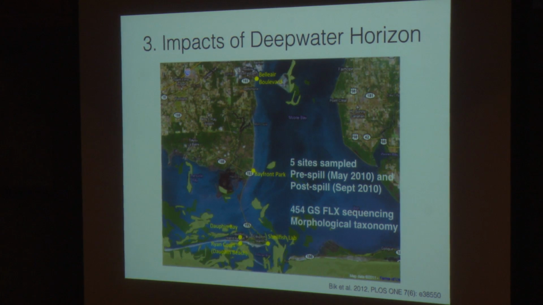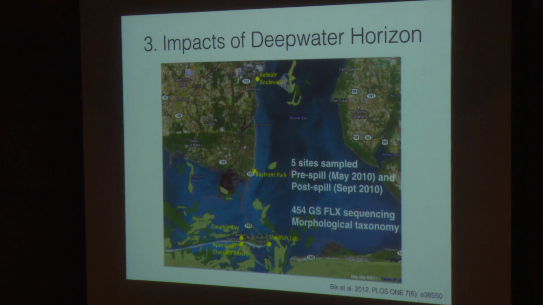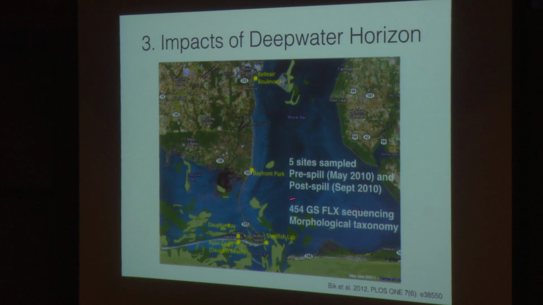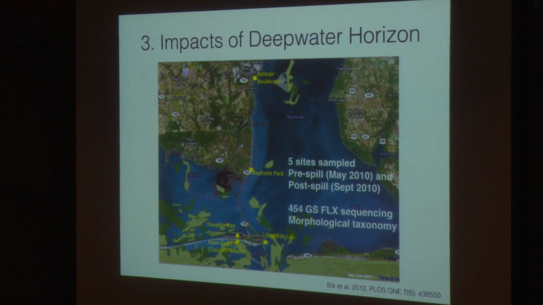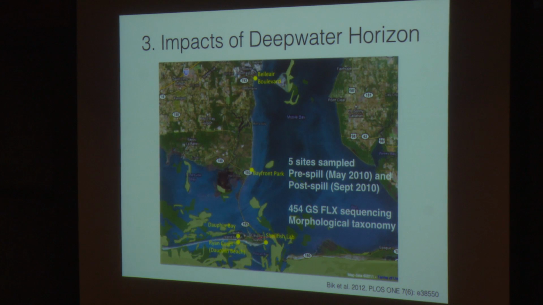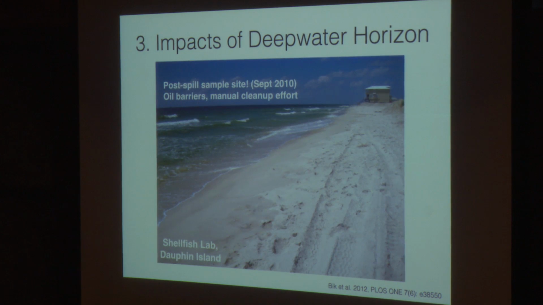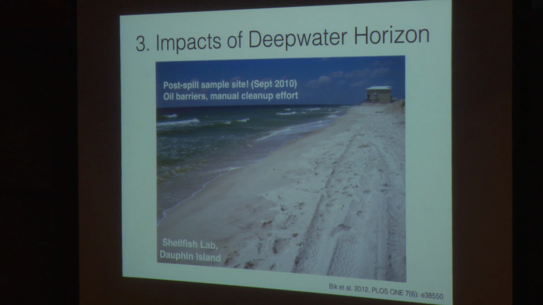All right. So the sites that we focused on for this first study were, again, these 5 sites around Dauphin Island where we had pre-spill samples collected in May 2010, and then I went down and collected post-spill samples in September of 2010 after a summer of very heavy oiling. And this was using 454 data in conjunction with morphological taxonomy. So we had a nematode taxonomist looking at the individual worms alongside us doing the genomic sequencing. And this is, surprisingly, actually an impacted beach. So this is a post-spill beach in September of 2010 on Dauphin Island.